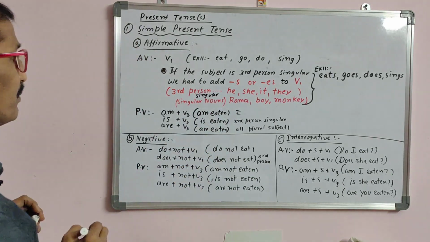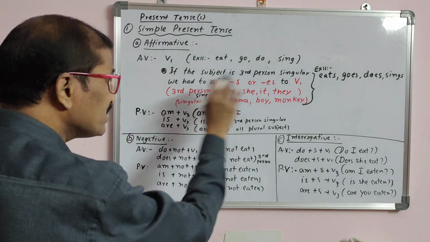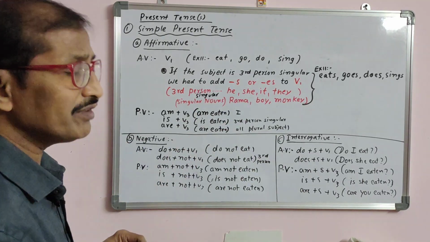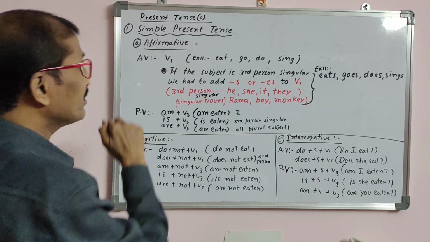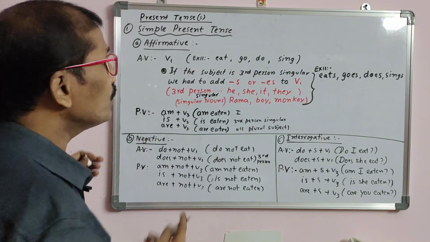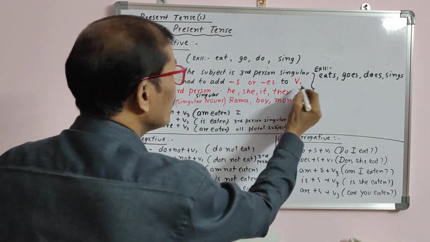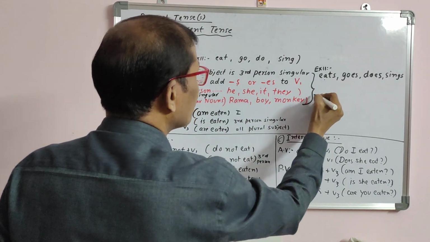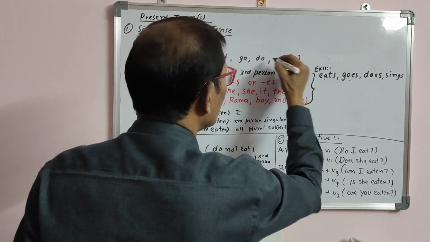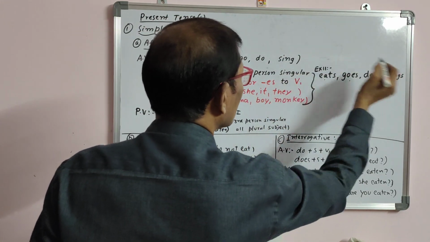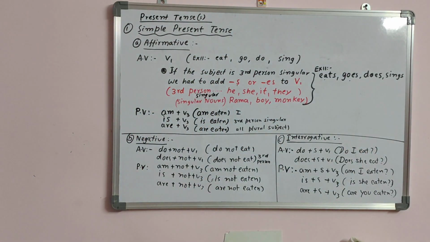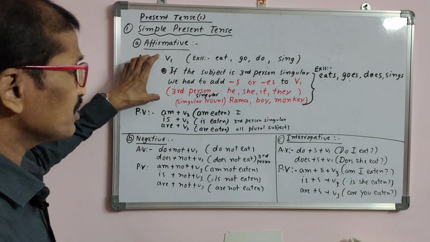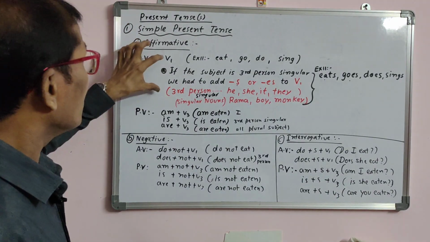If a third person singular subject is there, if you are using simple present tense, if the subject is third person singular, we have to add s or es to this V1. Examples: eat, eats, go, goes, do, does, sing, sings. Many examples I can give, but I don't have that much time to give all the examples. Try to understand. I teach you again.